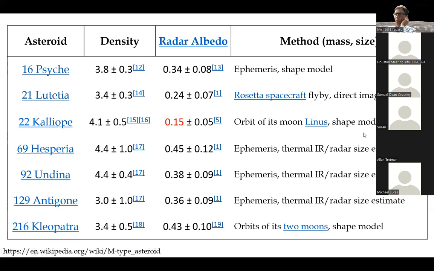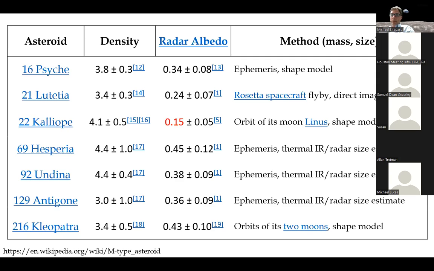And so the ones that are most believable are the ones where you have a spacecraft flyby or a moon orbiting. The ones that are a little trickier are if you're just using what's called the ephemeris method, where you can see the slight variations in its orbit caused by nearby large asteroids. Now, Psyche would be the exception to the ephemeris method being kind of dubious, because it's been the subject of a lot of work, and I think they've really narrowed it down nicely. So that value is probably quite trustworthy overall, and it's consistent with all the others as well.